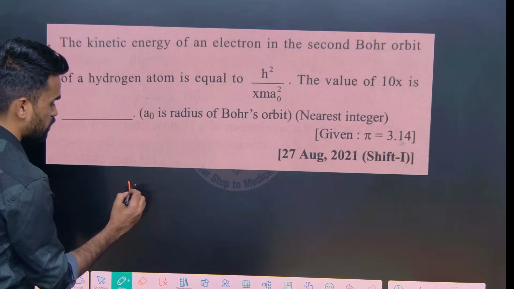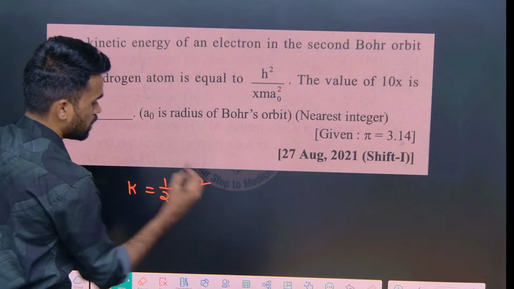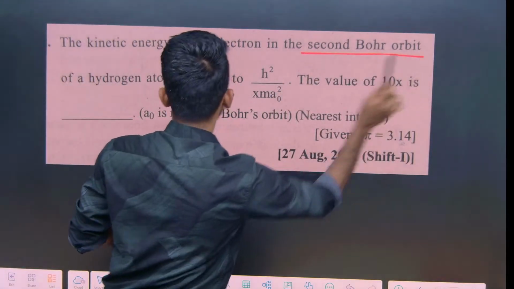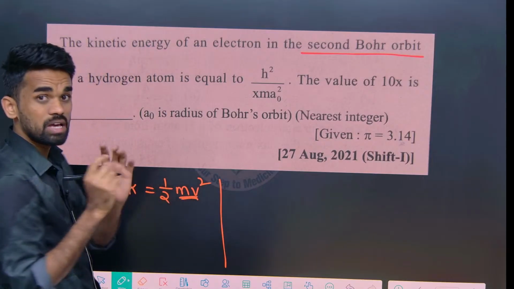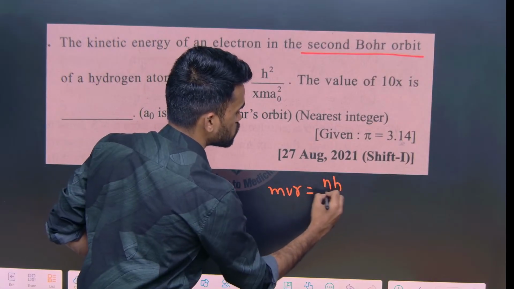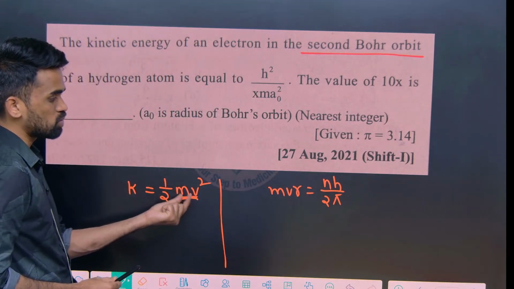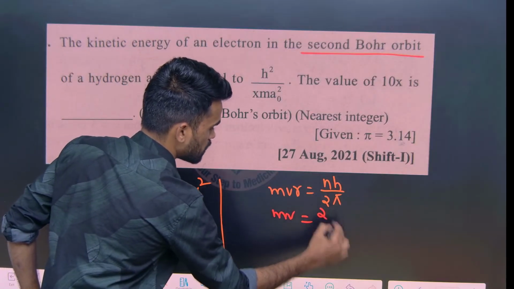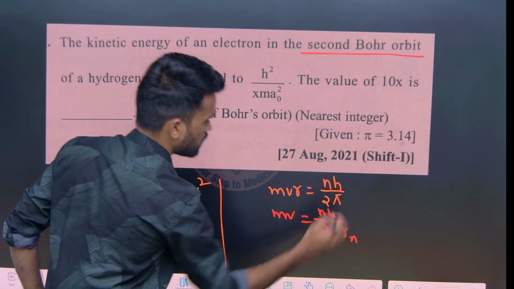What is the kinetic energy formula? Kinetic energy K equals half mv square. They are asking us to relate this with the second Bohr orbit, so we need to consider the Bohr orbit. So we have a quantization condition: mvr equals nh by 2 pi. From this we can relate them. Here I have mv square, but in the condition we have only mv. So in place of mv I need to substitute nh by 2 pi r, for the nth orbit 2 pi rn.